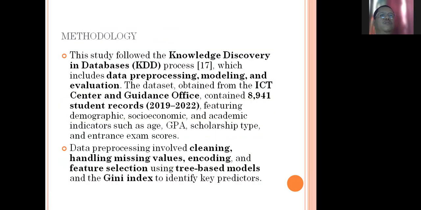So the methodology of this study followed the Knowledge Discovery in Databases, KDD, which includes data processing, modeling, and evaluation. The dataset obtained from the ICT Center and Guidance Office contained 8,941 student records from 2019 to 2022. Features included demographic, socioeconomic, and academic indicators such as age, GPA, scholarship type, and entrance exam scores. Data preprocessing involved cleaning, handling missing values, encoding, and feature selection using tree-based models and the Gini index to identify key predictors.